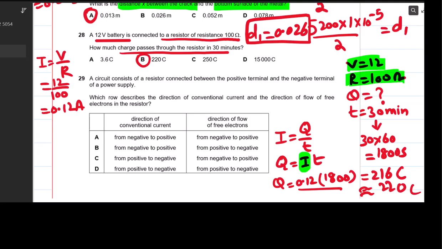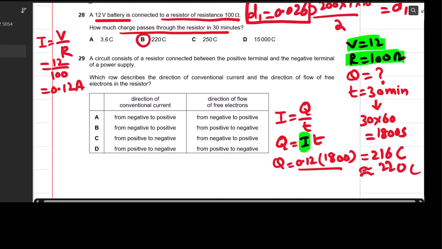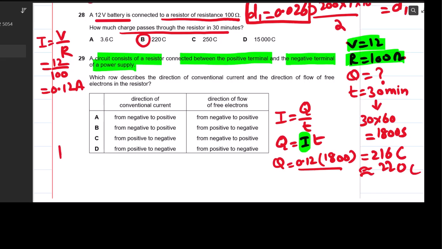Question number 29. A circuit consists of a resistor connected between the positive terminal and the negative terminal of a power supply. Actually, what is happening here? This is positive terminal, negative terminal, and here we have a resistor. This is a power supply. Which row describes the direction of conventional current? Conventional current is from positive to negative, and direction of flow of free electron is from negative terminal to the positive terminal.